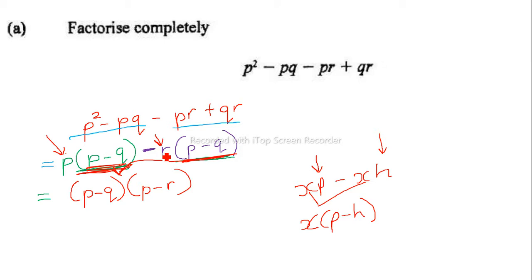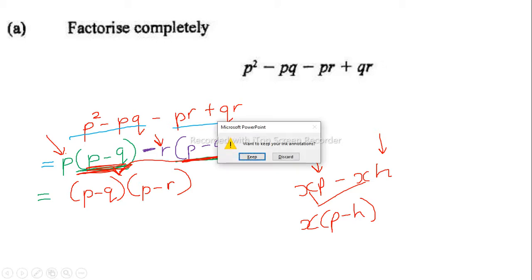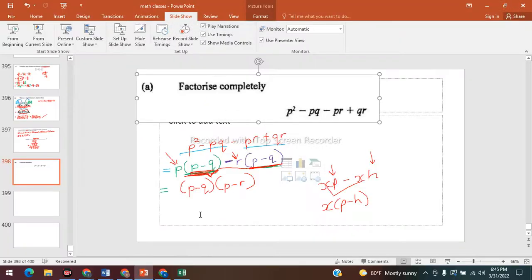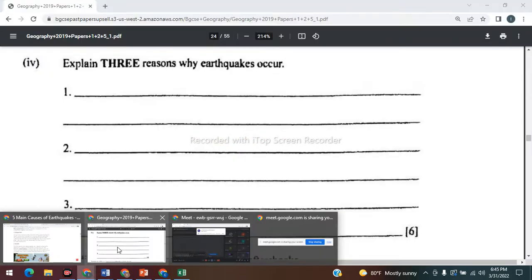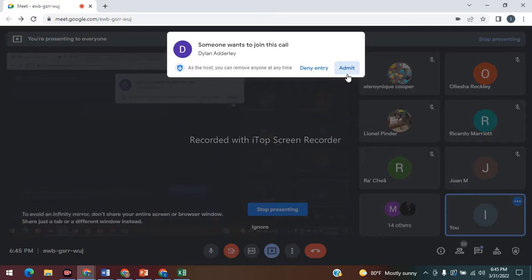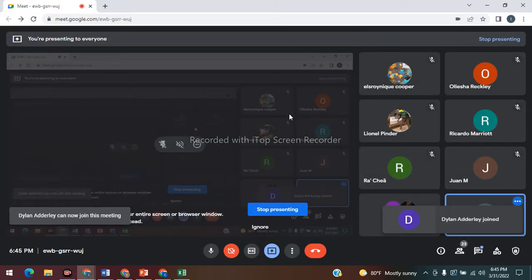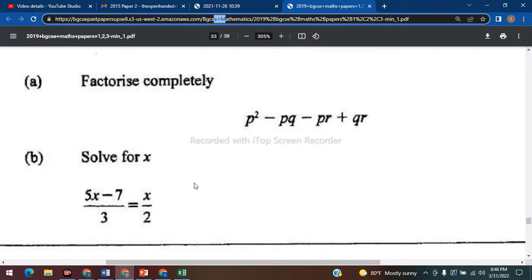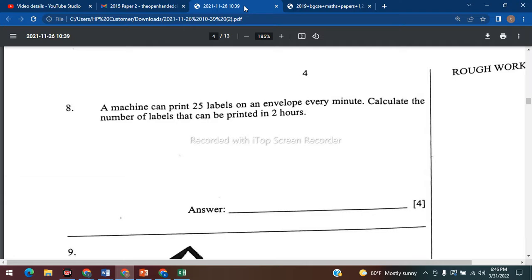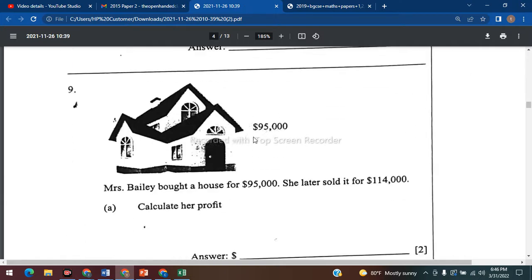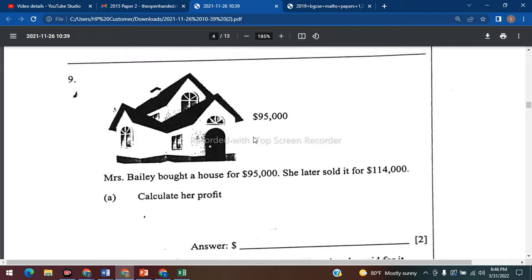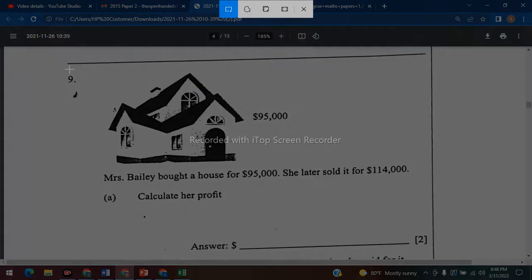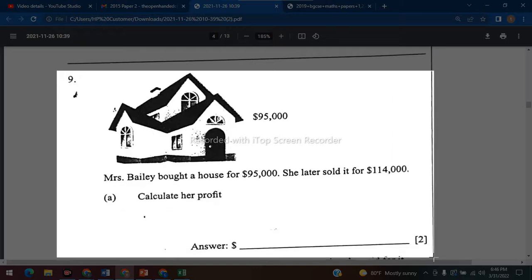All right. So let's move on to question number 9. Hopefully something more simple or more familiar. This is profit versus loss. Calculating profit.